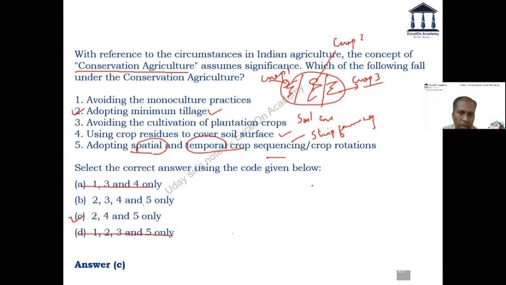Okay. Now the doubt that Abhishek and Vaibhav have raised, that's exactly the same doubt I had. Avoiding the monoculture practice seems to be a cake. It has to be, because the moment you have monoculture practice, it cannot really be conservation agriculture, because avoiding monoculture practice is also indirectly point number 5. Do you agree? Because you're doing crop rotation, crop sequencing. Yeah. But once again, this is that quirkiness of the UPSC paper.